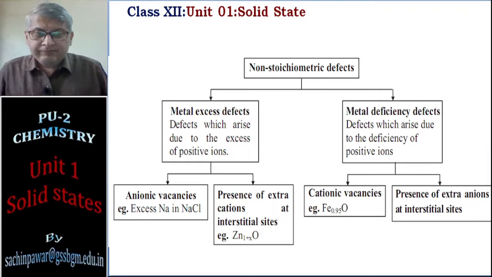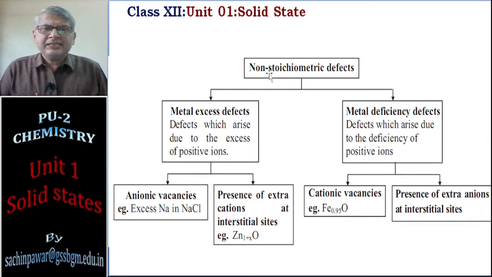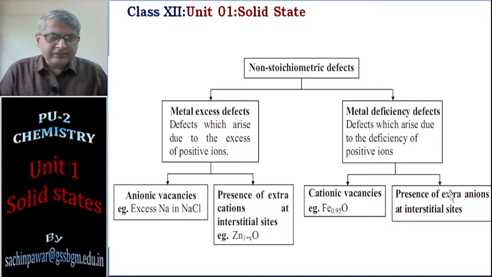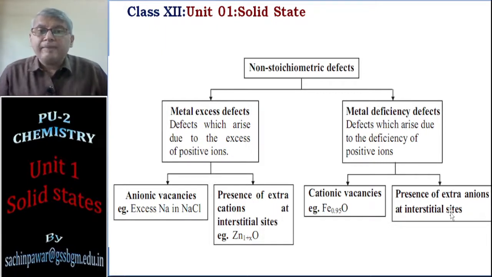This is all for today's class. Non-stoichiometric defect has two types: metal excess defect and metal deficiency defect, and examples for each. The example for the last class of compound is not there in your syllabus. Why? Because the size of the anion is very large, and it is very difficult to fit such a large anion into a small interstitial space. So an example for this last part, that is a metal deficiency defect due to the presence of extra anion at the interstitial site, is not mentioned.